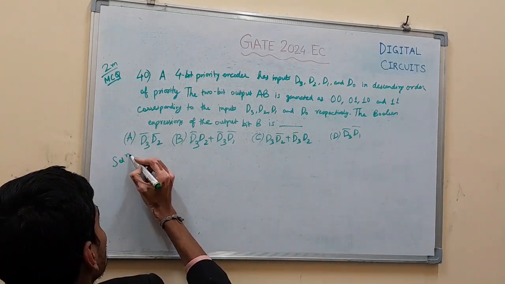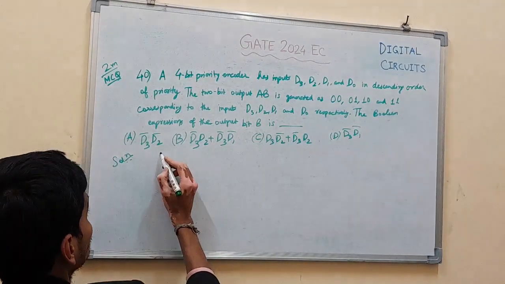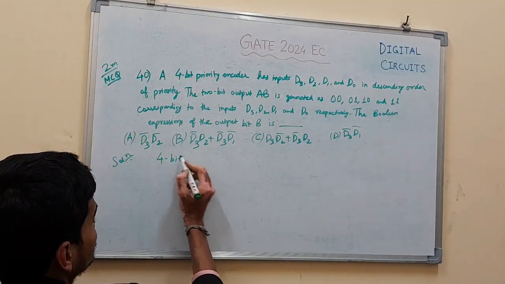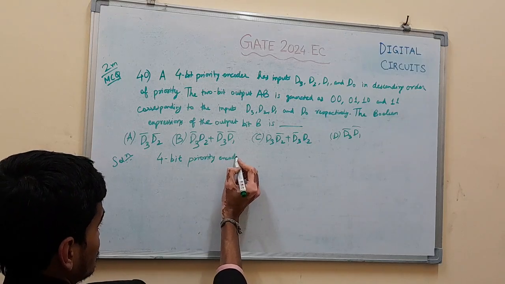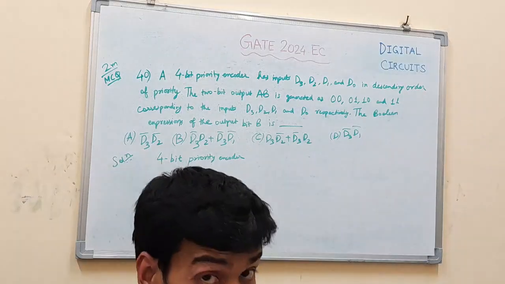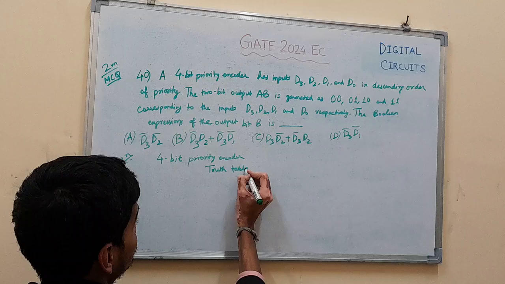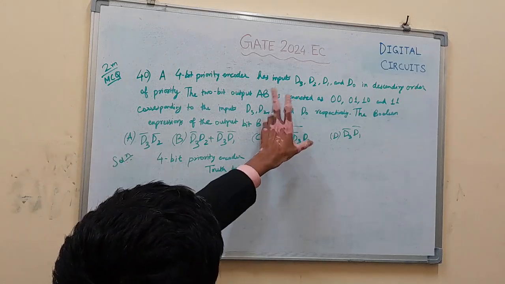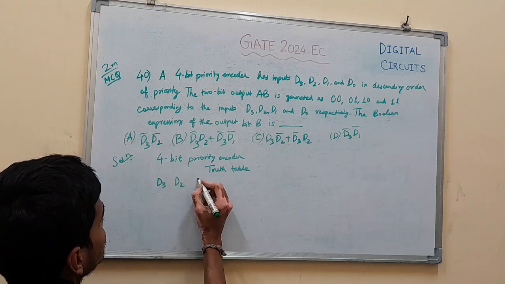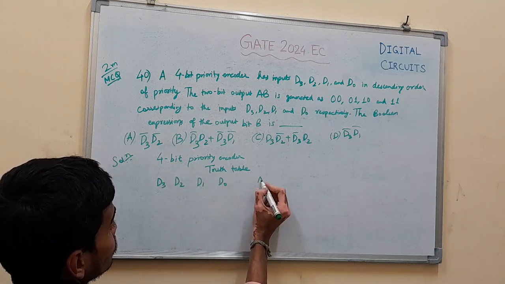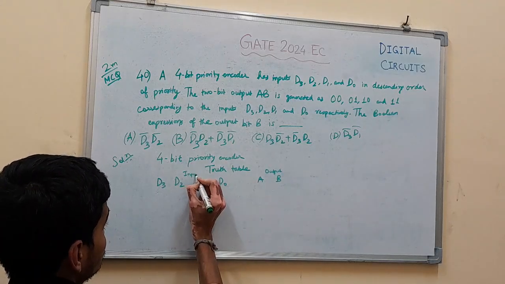Let's move to the solution to this question. The question is a little basic, actually. 4-bit priority encoder. Let's approach the solution by using the truth table from the given data in the question. How will we form the truth table, according to what is given in the question? There are 4 inputs, D3 D2 D1 D0, and 2 outputs, A and B: a 2-bit output and a 4-bit input, right.